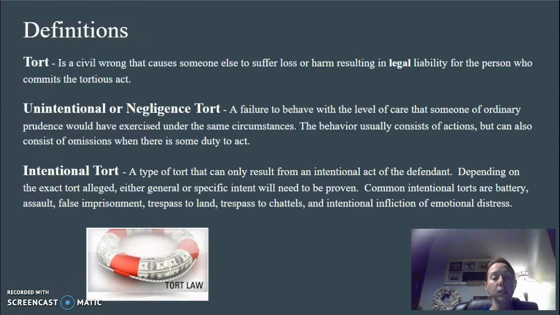An intentional tort is a type of tort that can only result from an intentional act of the defendant. Depending on the exact tort alleged, either general or specific intent has to be proven. Common intentional torts are battery, assault, false imprisonment, trespass to land, trespass to chattels, and intentional infliction of emotional distress.